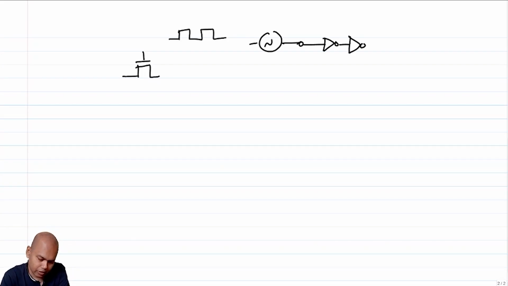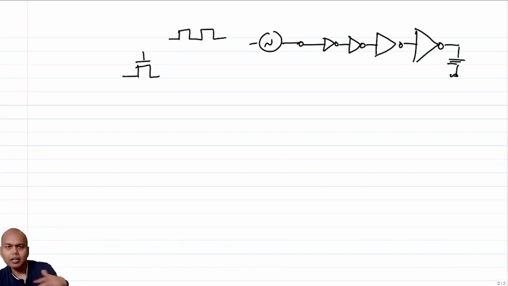And generally, depending upon whatever capacitive load you are driving, you size the inverters bigger and bigger. Otherwise, you are going to have shallower rise and fall times, right? So I think we have done this in our UG level digital electronics courses, right?